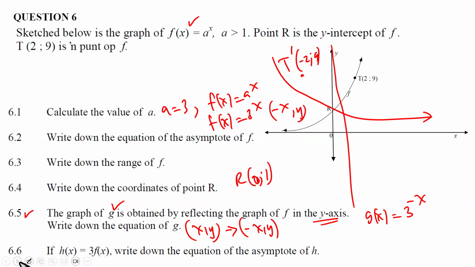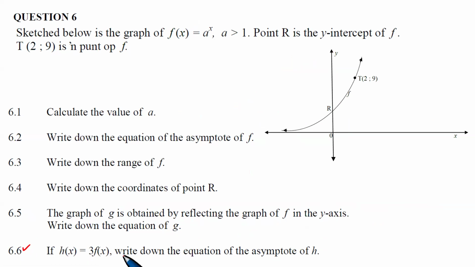Now, the last question is 6.6. I'm rounding up because I know very well that we have gone beyond time, about 10 minutes beyond, and I'm rushing to conclude the discussion. If h is 3 times f of x, write down the equation of the asymptote of h. So right now we are building a new function, which we call h, which is 3 times f.